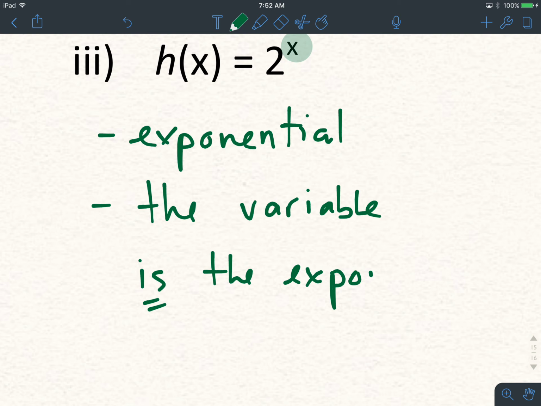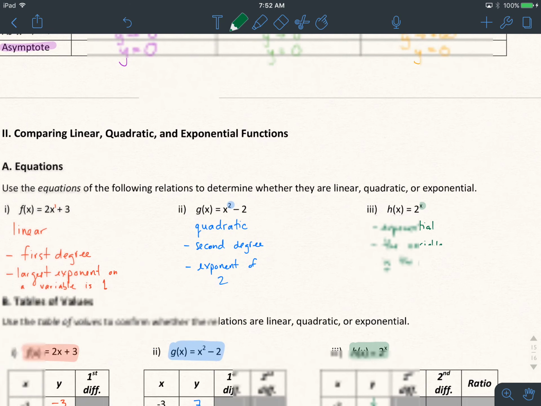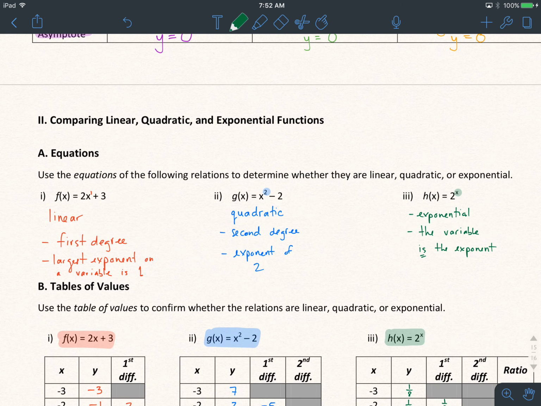Okay, and that is visually how you can tell apart, just given an equation, what type of function you're dealing with. Linear is a first degree function, which means the largest exponent on any of the variables is 1. Quadratic is a second degree function, which means that the largest exponent on any of the variables is 2. And finally, it's exponential if the variable is the exponent. So there it is from the equations.